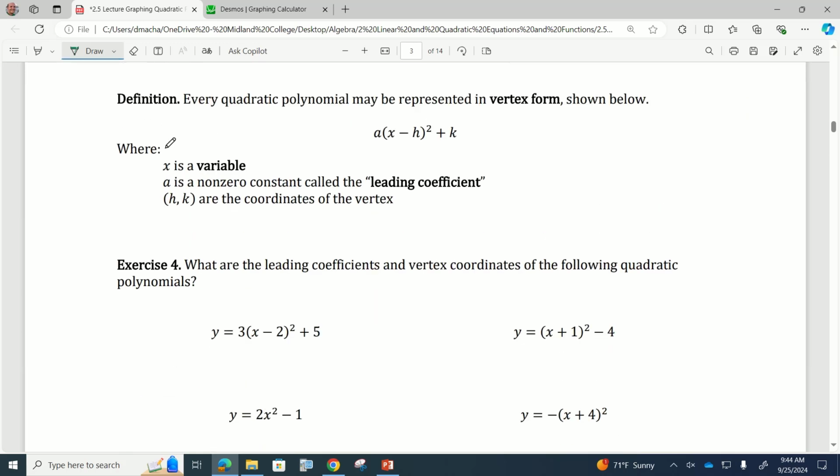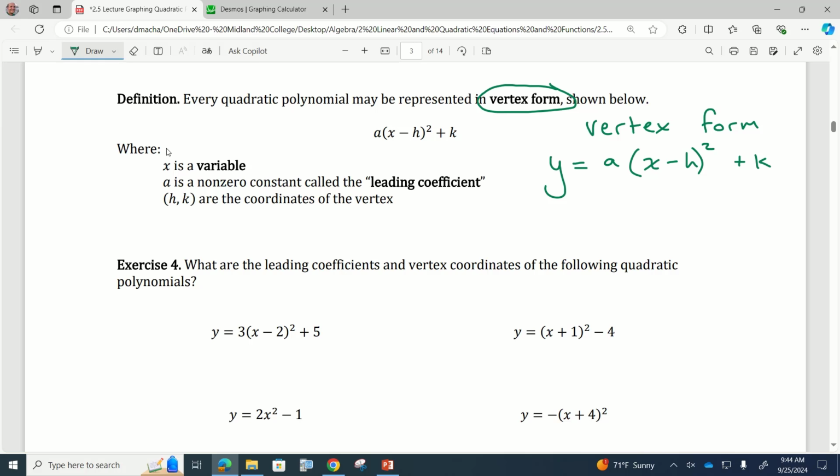Now, every polynomial, well, let me say that again. Every quadratic polynomial can be represented in vertex form. This is called vertex form. And if I was talking about a quadratic function, I would write y equals, and then I would write my polynomial. It looks like a times parentheses x minus h squared plus k.